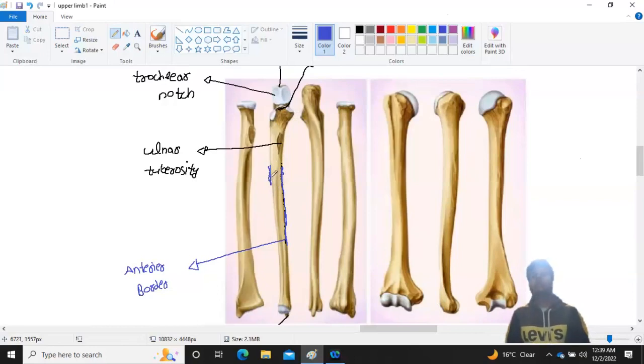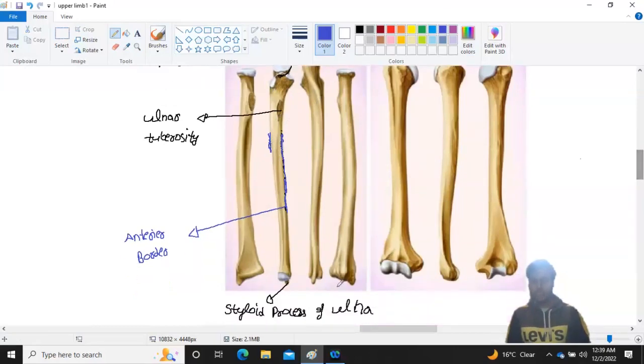Sharp border. How can we determine this side later and this side later? Remember, the styloid process is facing medially. Done. So the interosseous border in the ulna is present on the lateral side. So this is facing medially, it is facing this side. So this is the medial side and this is the lateral side. So this sharp border is called the interosseous border.